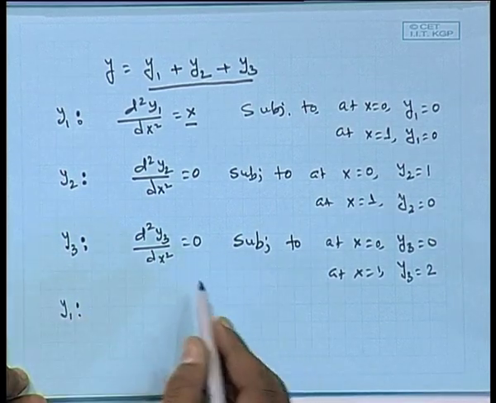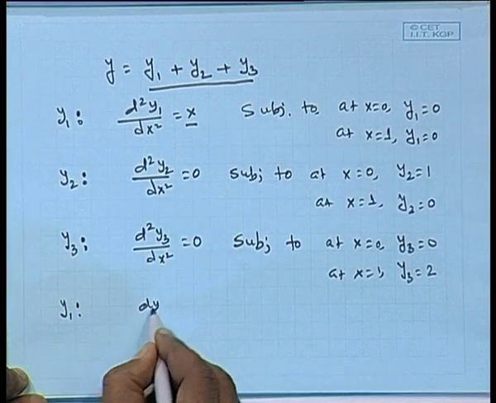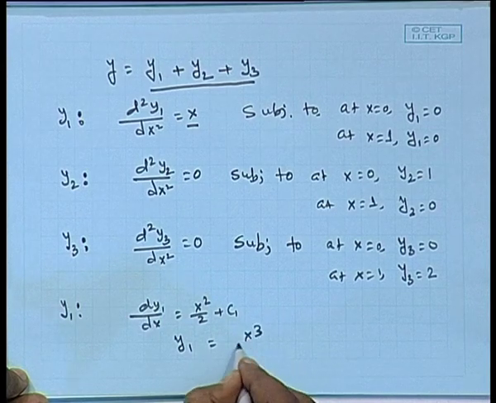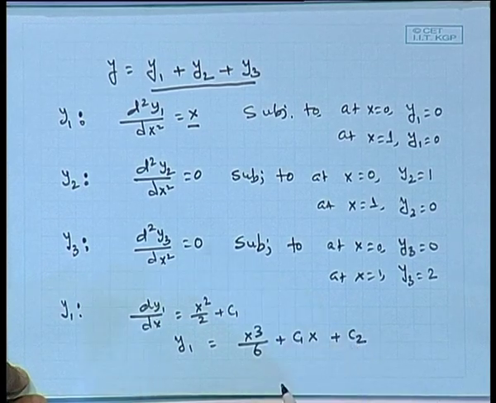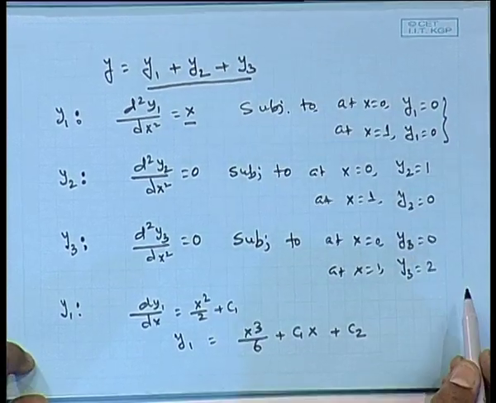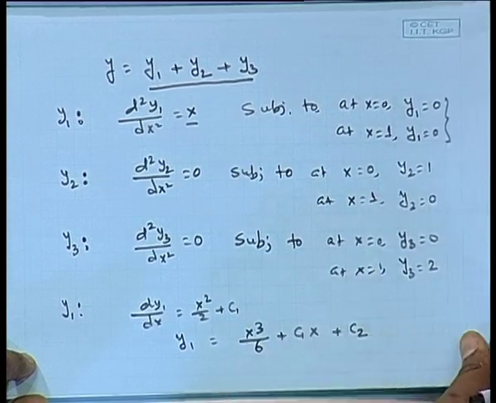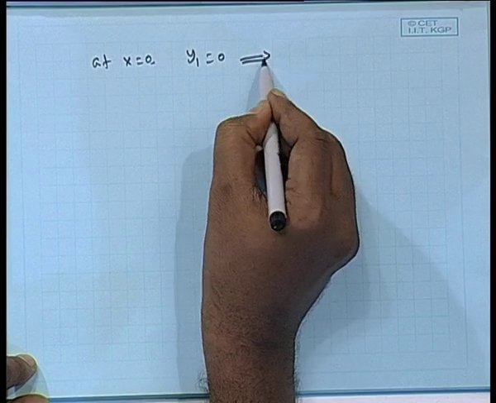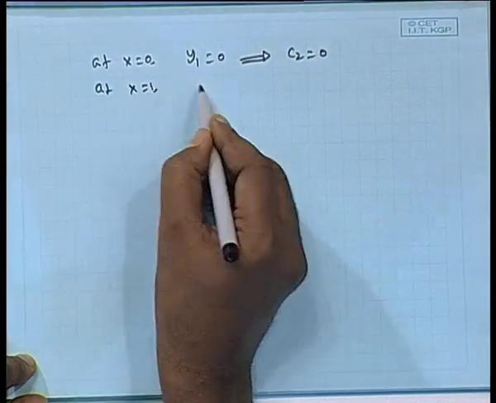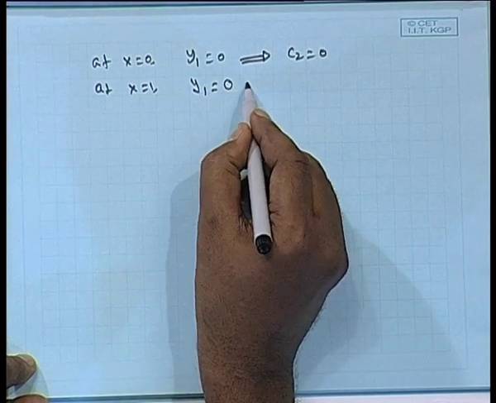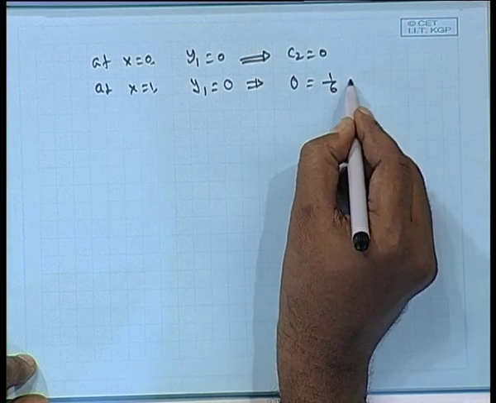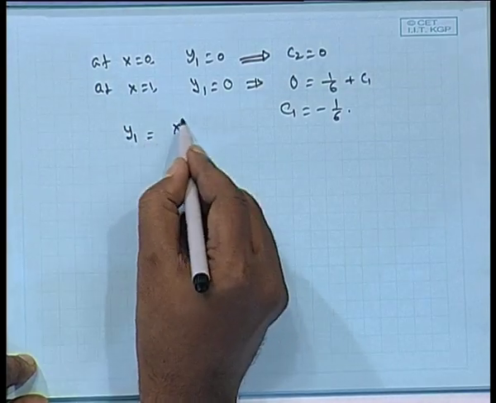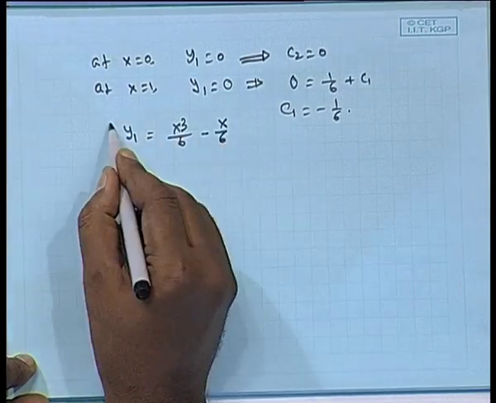Let us go into detail a little bit. D square y1 dx square equal to x, the first one, it is basically dy dx is equal to x square by 2 plus c1, y1 is basically x cube by 6 plus c1x plus c2. Okay. Put these two boundary conditions. At x equal to 0, y1 equal to 0, this will give you c2 equal to 0. At x equal to 1, y1 equal to 0, that will give you 0 is equal to 1 by 6 plus c1. So, c1 will be minus 1 by 6, right. So, the solution is x cube by 6 minus x by 6.